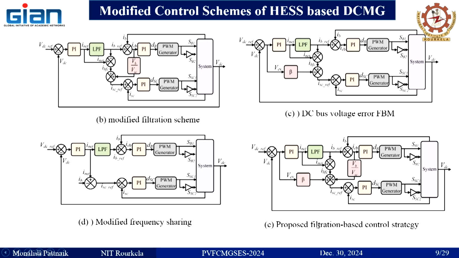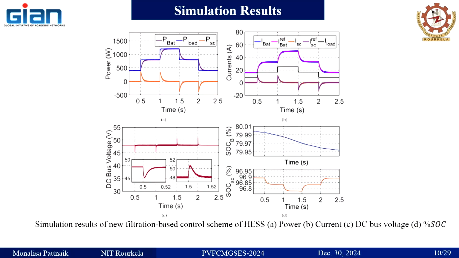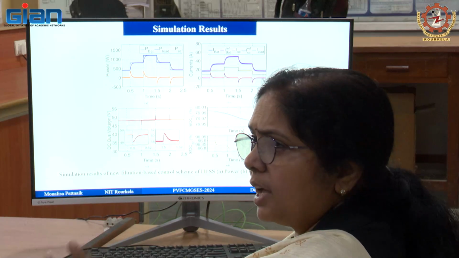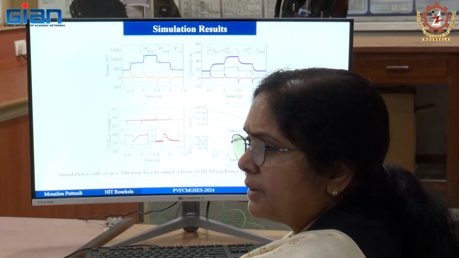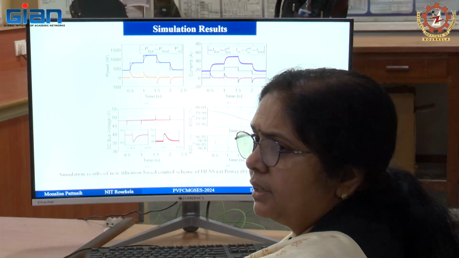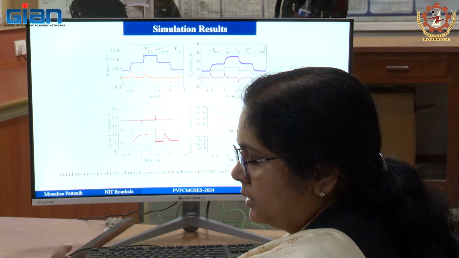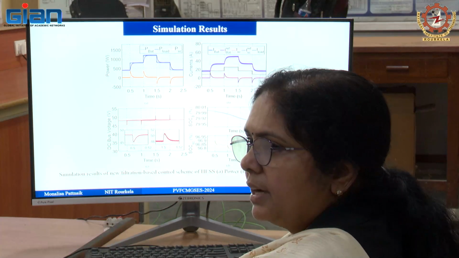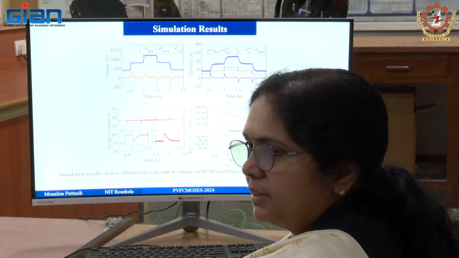So, we have tried to simulate this one. All these four control schemes, along with the conventional one, five in total, we have simulated and compared. This is our proposed one, the overall result. Here there is no renewable energy source; we have only the battery and supercapacitor, where the battery is supplying the steady state part and the transient part is supplied by the supercapacitor.